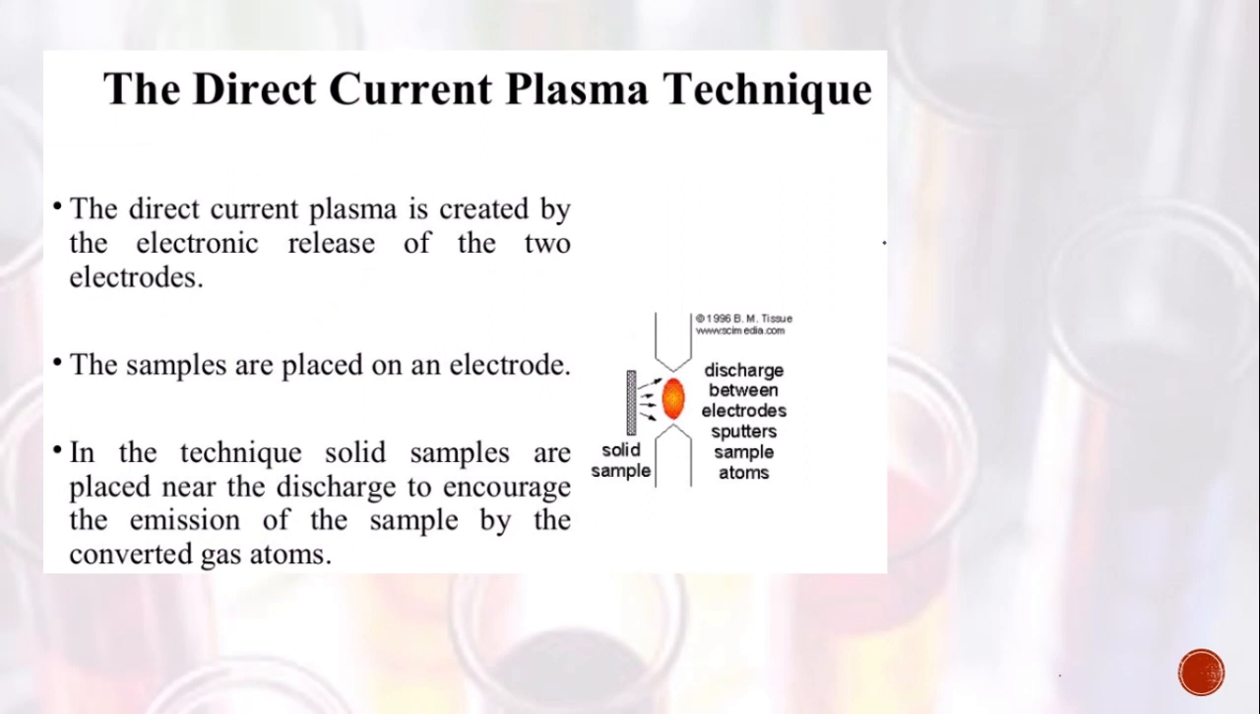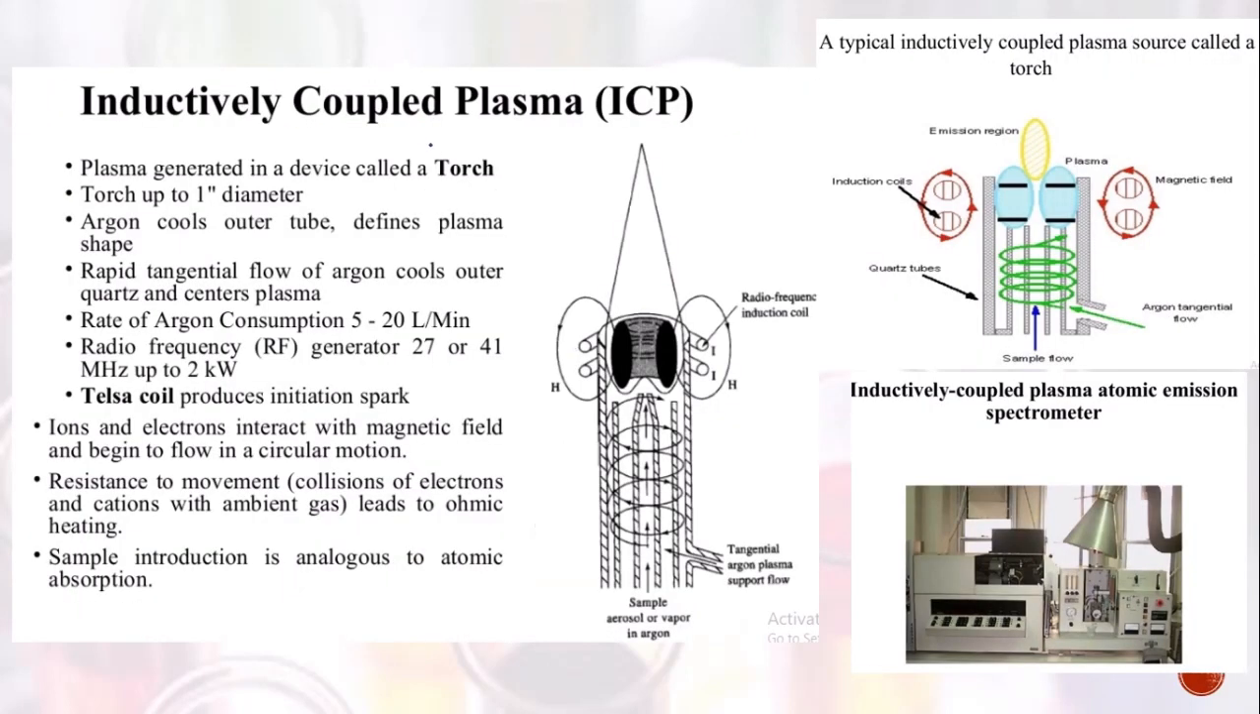This is an example, the direct current plasma technique. The direct current plasma is created by electronic discharge between two electrodes. The sample is placed between the two electrodes, and the discharge between the electrodes sputters the sample atoms, so that they can be encouraged to emit light that is useful in determining their identity as well as their concentration. Then inductively coupled plasma.